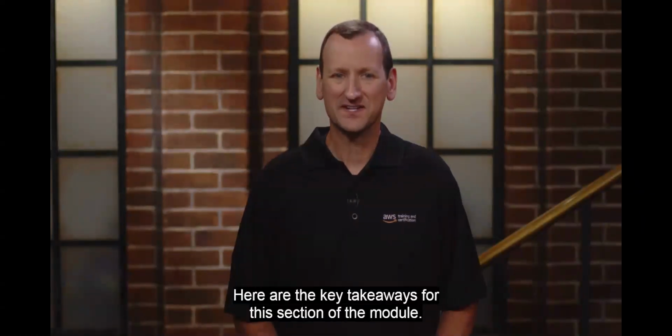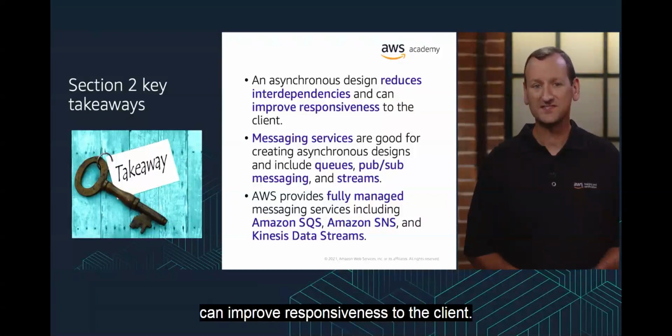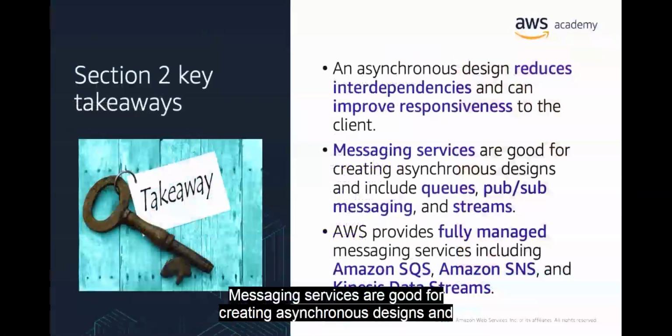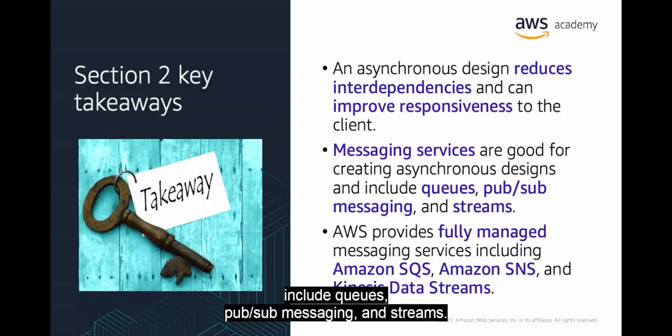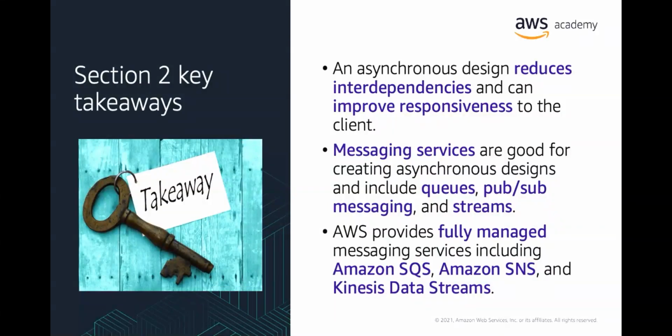Here are the key takeaways for this section of the module. An asynchronous design reduces interdependencies and can improve responsiveness to the client. Messaging services are good for creating asynchronous designs and include queues, pub/sub messaging, and streams. And AWS provides fully managed messaging services, including Amazon SQS, Amazon SNS, and Kinesis data streams.